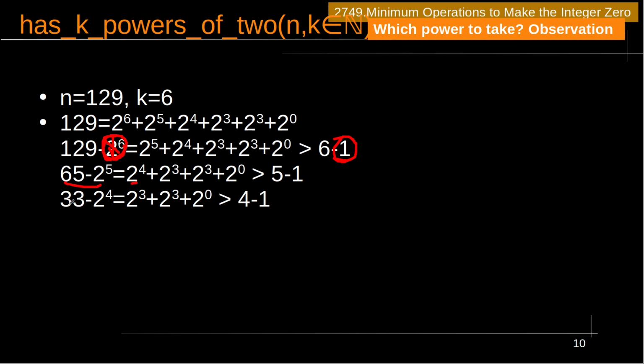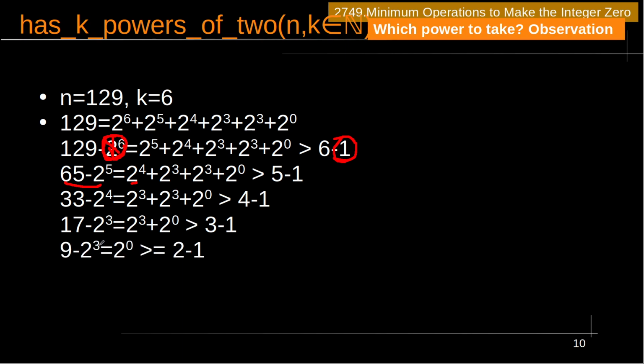So I will check this power now. 33 minus 2 power 4 is equal to 17, which is 2 power 3 plus 2 power 3 plus 2 power 0, greater than or equal to 4 minus 1. 17 minus 2 power 3 is equal to 9, which is 2 power 3 plus 2 power 0, greater than or equal to 3 minus 1. Okay. 9 minus 2 power 3 is equal to 1, which is 2 power 0, greater than or equal to 2 minus 1, which is 1. And 1 minus 2 power 0 is 0, greater than or equal to 1 minus 1, which is 0. All these relations are true.